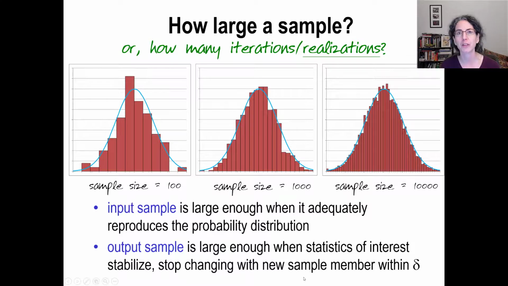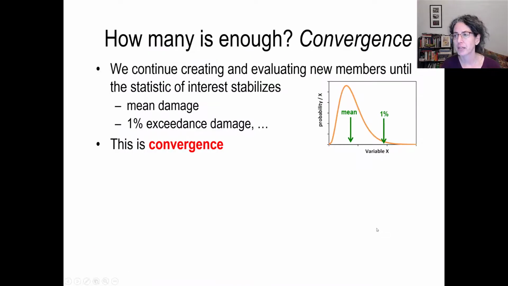It implies that we're going to generate the sample one member at a time, and for each new member of the sample, evaluate the statistic of interest, and each time see how much it's changed from the last, and if it's still changing more than delta, then generate another member of the sample, right? And when the statistics of interest stabilize, this is called convergence. Okay, so how much is enough? We continue creating and evaluating new sample members until the statistic of interest stabilizes, then we've reached convergence.